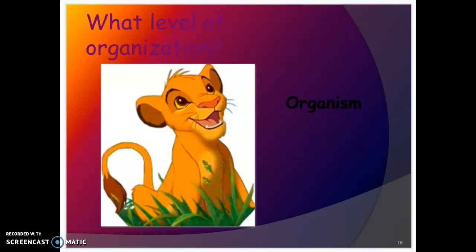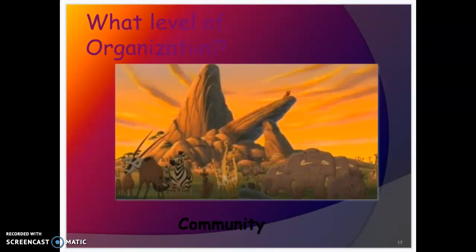So one Simba is one individual organism. Organism would be the level of organization, because there's just one, right? It's Simba, one living organism. If you're wanting to determine what level of organization is here at Pride Rock, you want to look at all the different populations of animals, right?